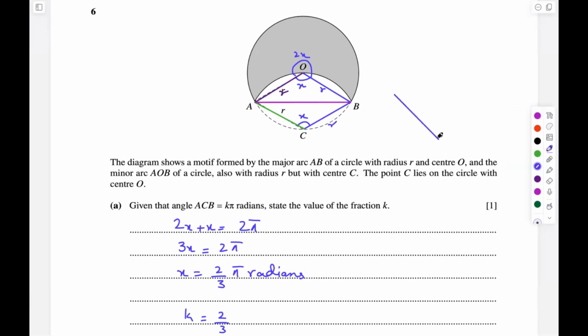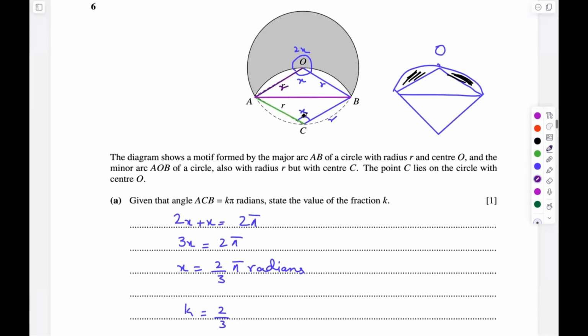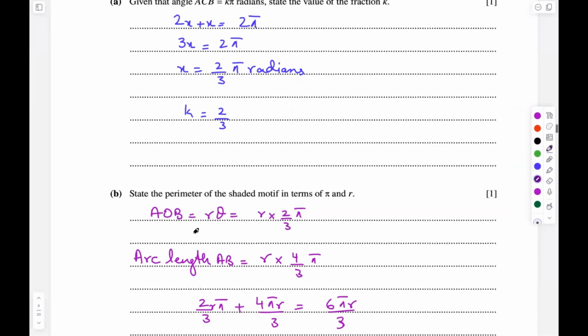So let's say this is AC, this is AB, and this is the point over here. We have the total area over here. Now, as we have made a triangle over here, we can find the area of one of these triangles, multiply by 2 and subtract it from the total area, which will give us the area of this unshaded part, the region in black. So finding the area of a triangle, we know that the formula is half AB sine C. The radius is R and the angle is 2/3 pi.